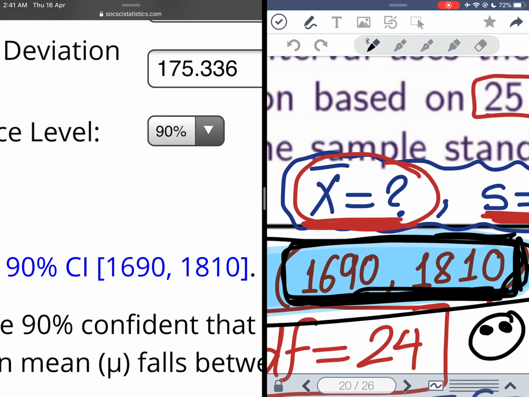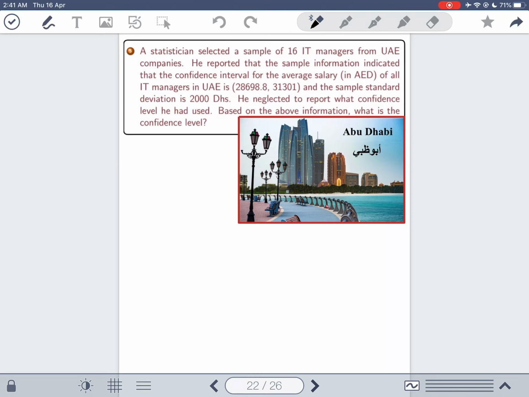Okay, so this also finishes the solution to this question and we can go to the next one. Okay, so a statistician selected a sample of 16 IT managers from UAE companies. I see immediately that this is 16, the sample size. He reported, and notice it's a statistician, so this means that we will assume that this person knows what he or she is doing. It's a he.